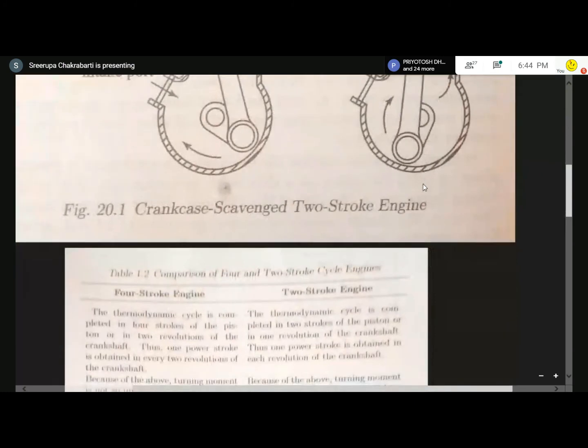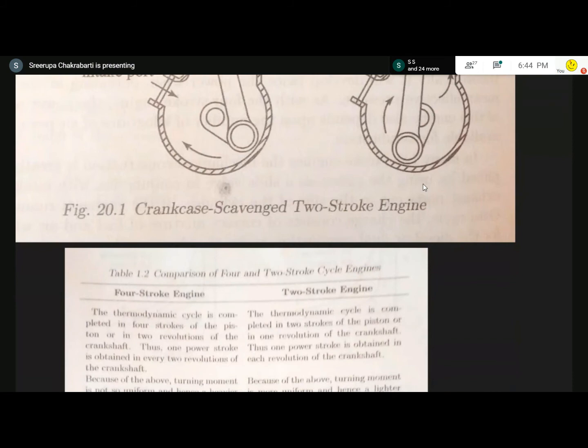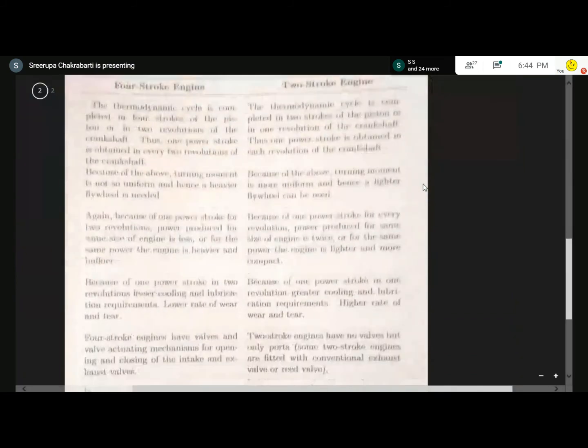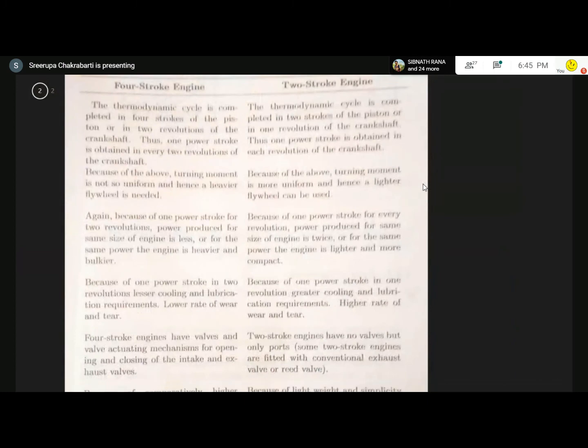We are going to a comparison of the 4 and 2-stroke cycle engines. This is again taken from your textbook. I have taken it because it is written there, so I didn't take the hassle of writing it once again. 4-stroke and 2-stroke engines. Here they have made a comparison.